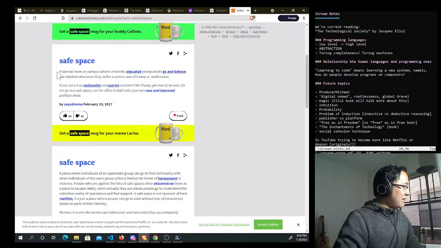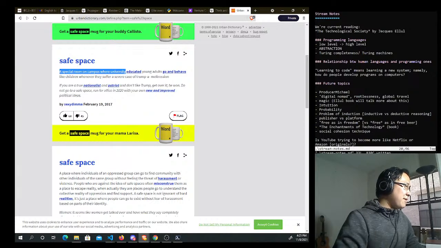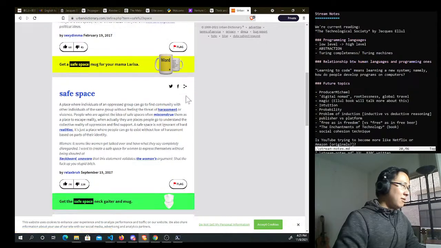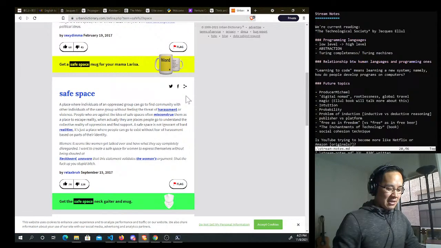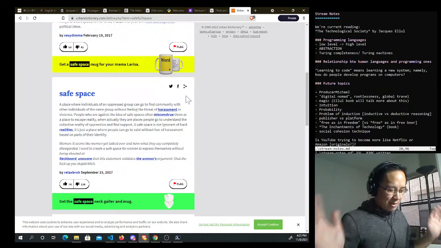All right, so we have a specific manifestation of a physical space, safe space here. So not just on the internet, right? If you want to be fulfilled by one of these things, people might even go offline. What do we have here? A special room on campus where university-educated young adults go and behave like children whenever they suffer a severe case of Trumpomiltration. All right, so it looks like a Trumpkin wrote this. I'm not going to get into discussion about Orange Man here, but we could all agree that Orange Man definitely has been a very decisive figure and a catalyst for a lot of social changes. I think we could all agree on that.